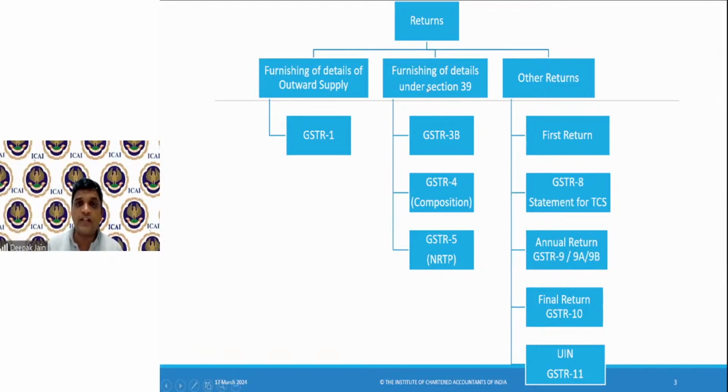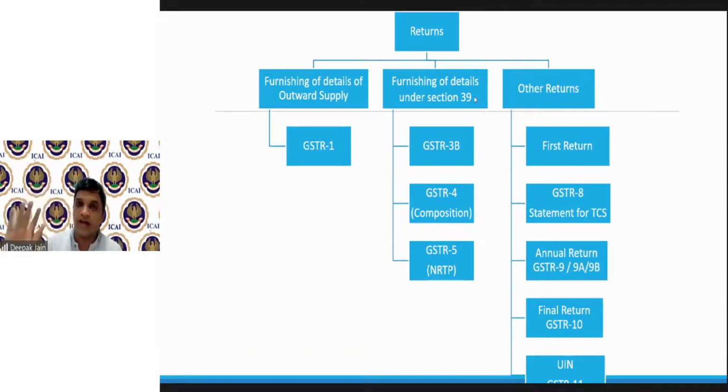GSTR-3B, furnishing the details under section 39. Section 39 is the section for returns which says that you have to file your returns and pay taxes. In that GSTR-3B, we will report the total value of this GSTR-1 and tell this is my taxable value and this is my tax. Individual outward supply details I'll give in GSTR-1. Consolidated I'll give in GSTR-3B. I will then include in the 3B whatever is the inward supply on which I have to pay reverse charge. Then I will claim my input tax credit and finally pay the taxes. Okay. GSTR-1 is purely for outward supply.